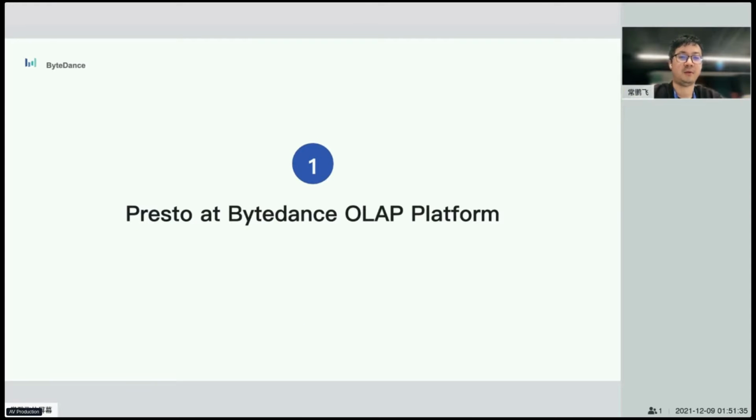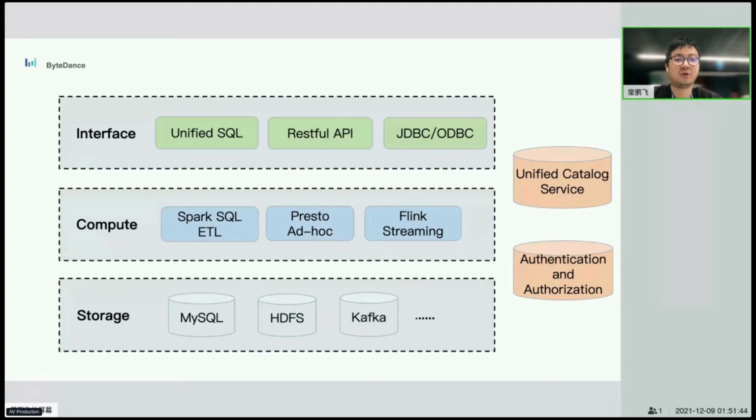In this part, I will give a brief introduction of our OLAP platform architecture at Bytedance. This slide shows the architecture of our OLAP platform. The bottom layer is storage. MySQL is responsible for the online transactional data storage. Kafka is for event log data storage, and HDFS is for offline large volume data storage. The middle layer is the compute engine. We use Spark SQL to handle ETL workload, Flink to handle streaming workload, and Presto to serve ad hoc queries.